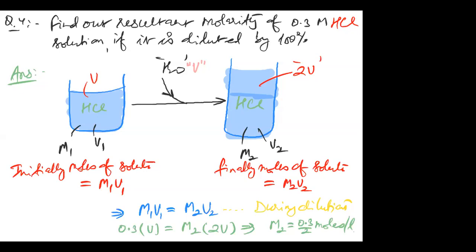So let's say if initial molarity is given, which was 0.3 molar HCl, and you have to find out the final molarity. Initially, the number of moles is M1 V1, and the final number of moles is, let's say, M2 V2. And you can remember this as a formula for dilution: M1 V1 should be equal to M2 V2.